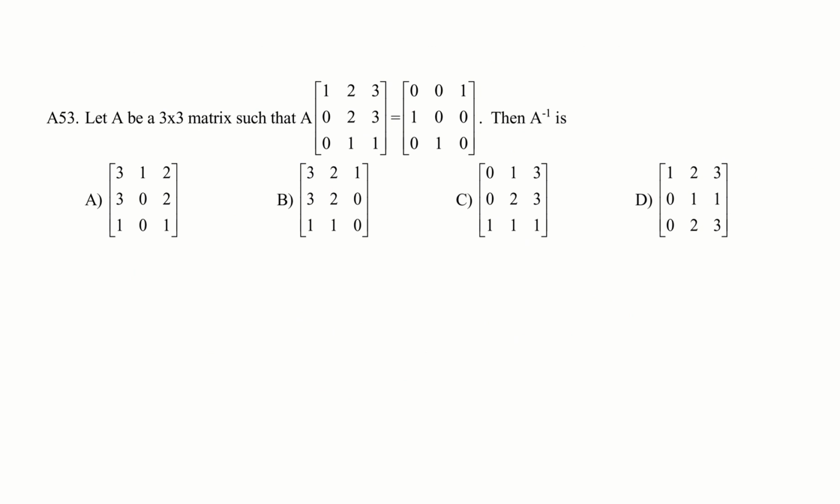In this problem, if I call this matrix as B and this as C, I have A B is equal to C. Now from this I get A is equal to B C into B inverse, post multiplying both sides by B inverse. He is asking for A inverse, so taking inverse on both the sides I get A inverse is equal to B into C inverse. So B I already have, I need to find C inverse.